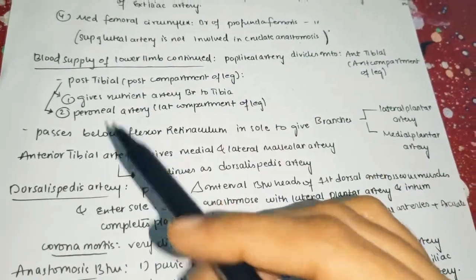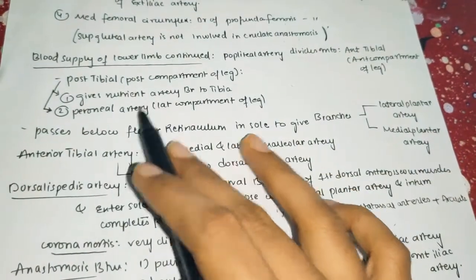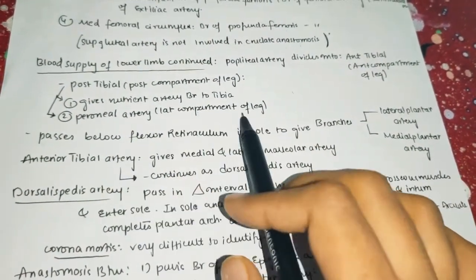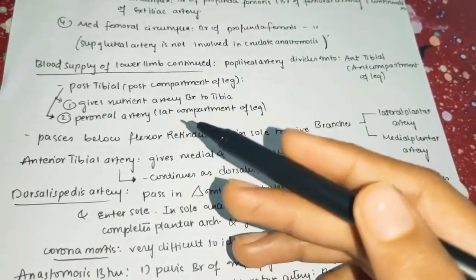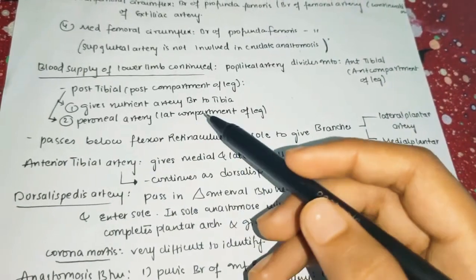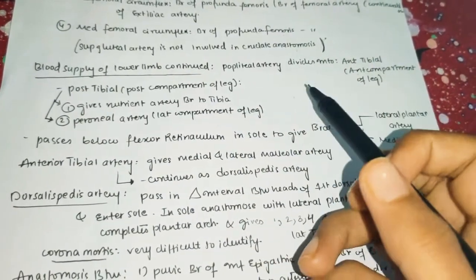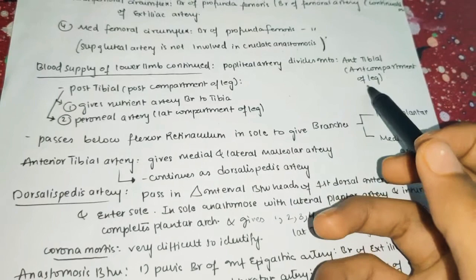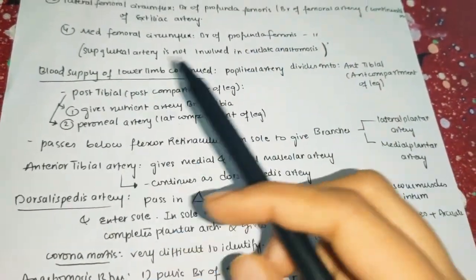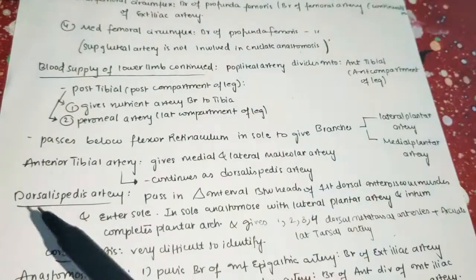So this posterior tibial artery has two branches. One is giving a nutrient artery to the tibia, and one is a peroneal artery which is supplying lateral compartment of leg. So according to the name of the muscles only, peroneal artery supplies the peroneal muscles, that is the lateral compartment muscles. Anterior tibial artery, according to the name, supplies anterior compartment of leg. Posterior tibial artery supplies posterior compartment of leg. So all these arteries, according to the name, they do their function.